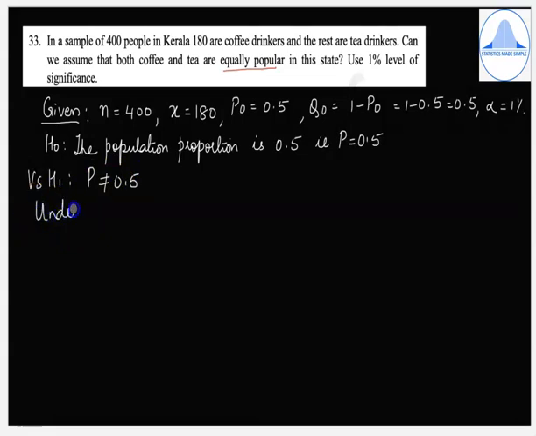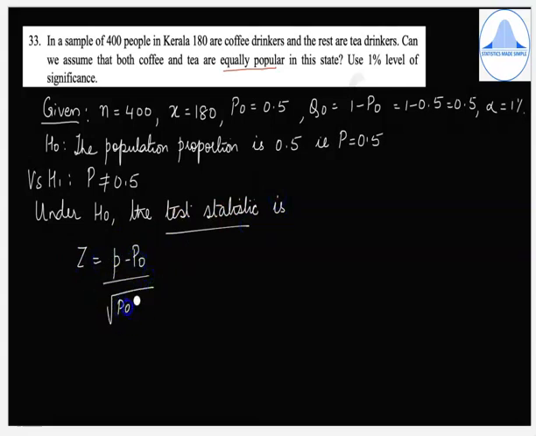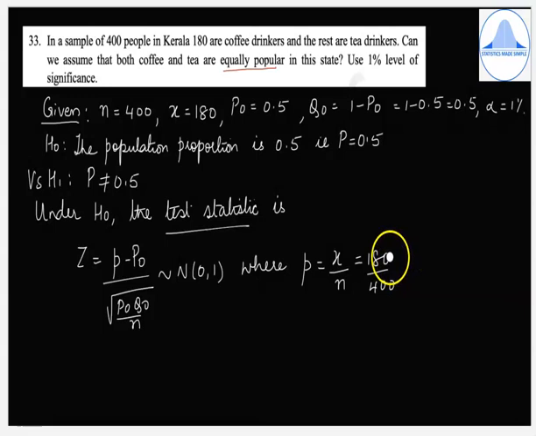Next, under H naught, the test statistic is, the formula is Z equal to P minus P naught divided by root P naught Q naught by N, which follows normal 0, 1. And small p is called the sample proportion, which has the formula X by N, which is 180 divided by 400, which is equal to 0.55.